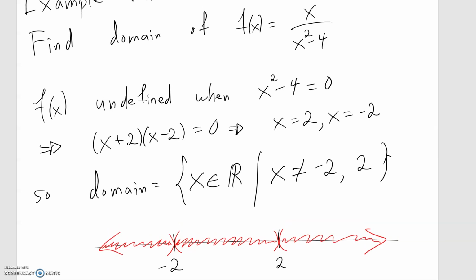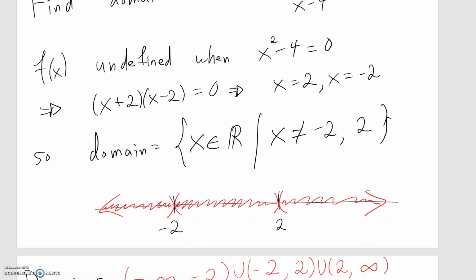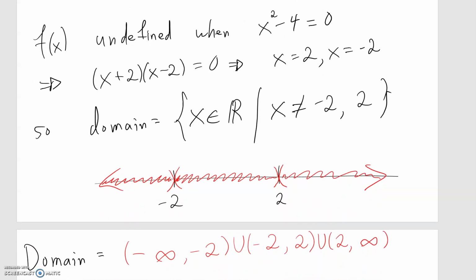So our domain here, if we look at the number line, is composed of three intervals. The interval from negative infinity to negative 2, the interval from negative 2 to 2, and the interval from 2 onwards to infinity. How do I write the domain here using interval notation? Since we have three separate intervals as part of our domain, I have to use this union notation, which I did here for this problem.